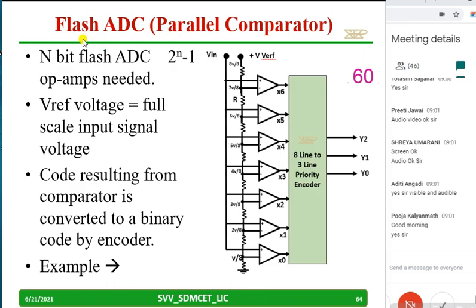So this is an n-bit flash ADC. The number of op-amps needed is 2 raised to n minus 1. V reference is the voltage I am giving, the full scale input signal voltage. The code resulting from the comparators is converted into a binary code by the encoder. I want you to copy this down. This is a priority encoder, and with the op-amps connected, I have resistors R, all equal. If I am applying, say, 8 volts, automatically I will get 1 volt, 2 volt, 3 volt, 4 volt, 5 volt, 6 volt, like that. The operation we will see in the next slide.